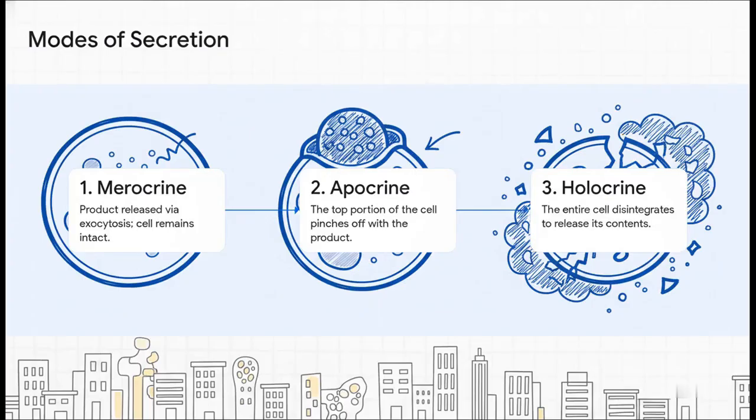You know, one of the most fascinating things is how these glands release their products. There are three main ways. First is merocrine secretion. This is the neat and tidy method. The cell just releases its product without losing any part of itself. Then it gets a little more intense with apocrine secretion. Here, the top little chunk of the cell actually pinches off and goes along with the product. And then you've got holocrine secretion. This is the kamikaze method. The entire cell fills up with its product and then completely disintegrates, sacrificing itself to get the job done.